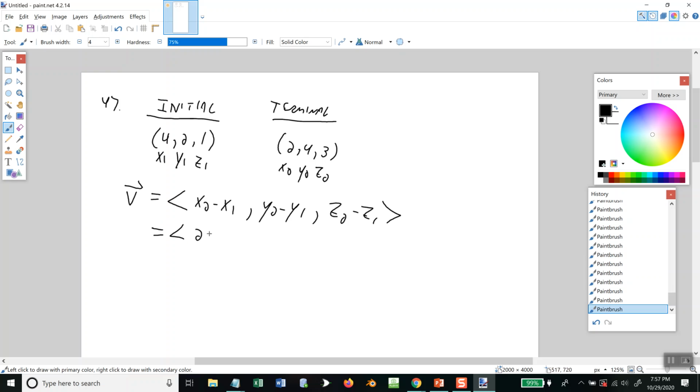So we'll have 2 minus 4, we'll have 4 minus 2, and we'll have 3 minus 1, which gives us negative 2, 2, and 2.